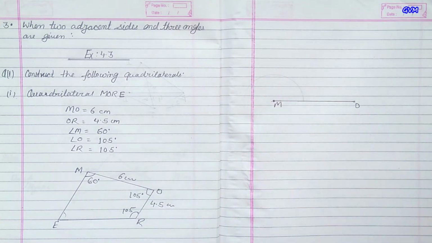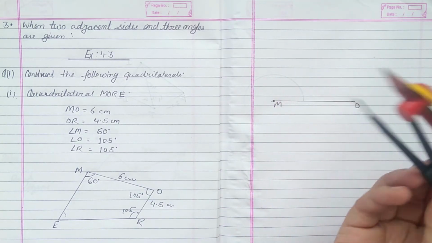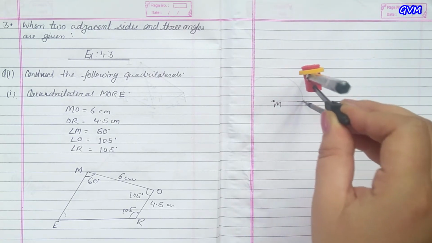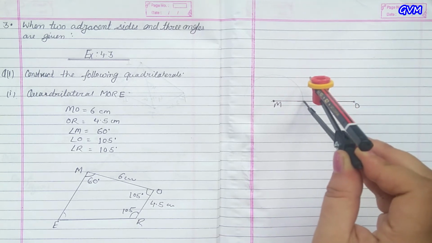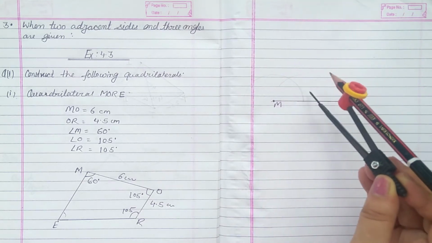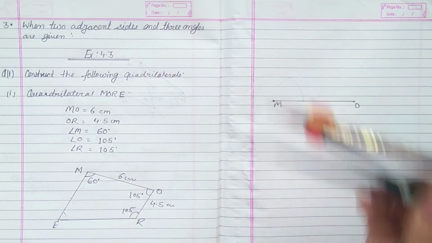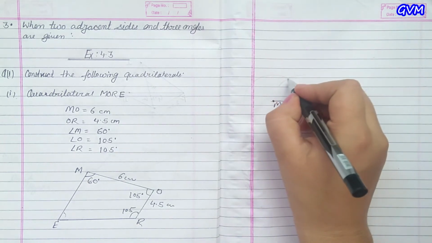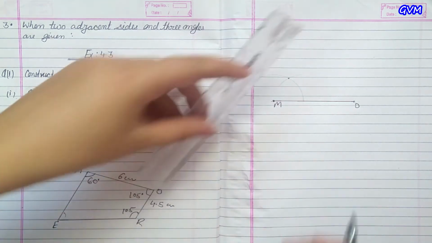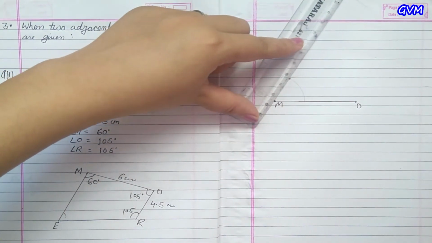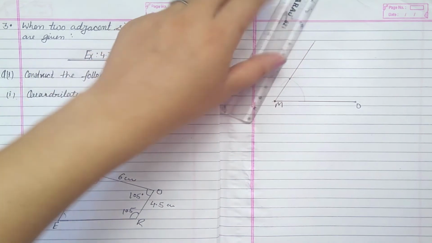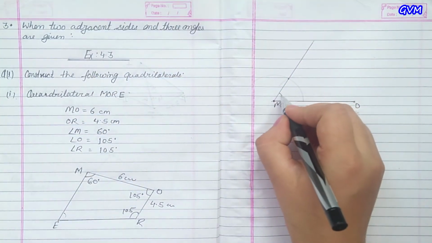and make an arc. So this is the arc. Now don't change the measurement of the compass. From this point of the arc, where the arc is intersecting the line MO, put the needle and make one more arc that is intersecting this first arc. Now the intersecting point of these 2 arcs is where we will draw the line from M. So take the ruler and join these 2 points. So students, this angle is a 60 degree angle.